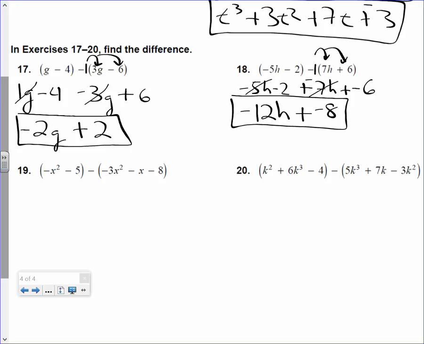Uh-oh. Binomial minus a trinomial now. We started off easy with binomials and binomials. What about a trinomial now? We're going to subtract a trinomial from a binomial. What the heck's going on here?